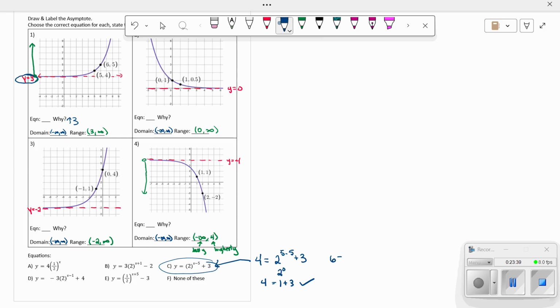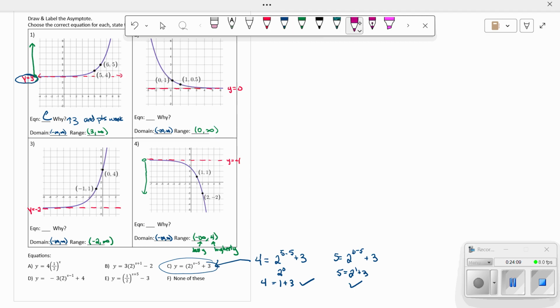Does 6, 5 work in the equation? Sorry. 5 equals 2 to the 6 minus 5 plus 3. 5 equals 2 to the 1 plus 3. Yes. So equation C, it was up 3, and the points work.